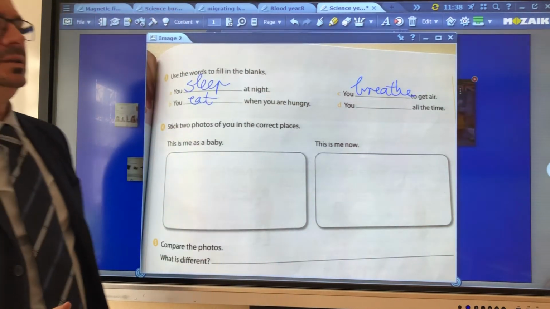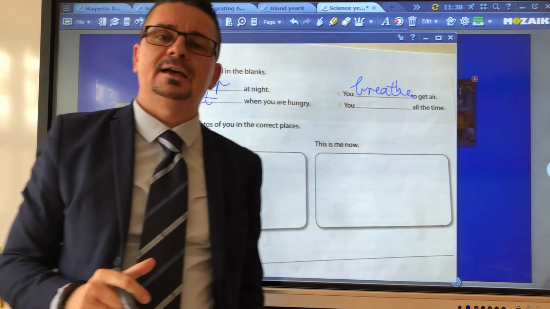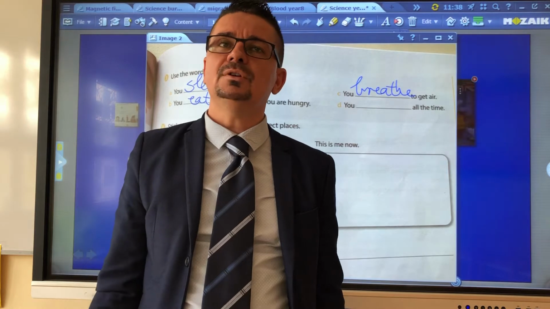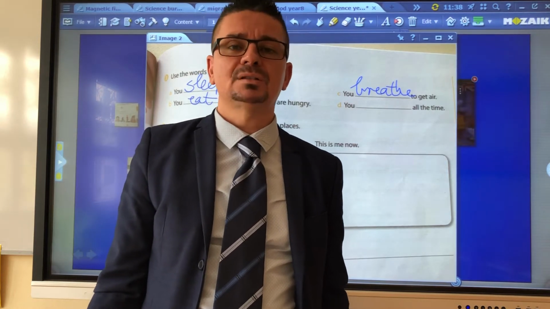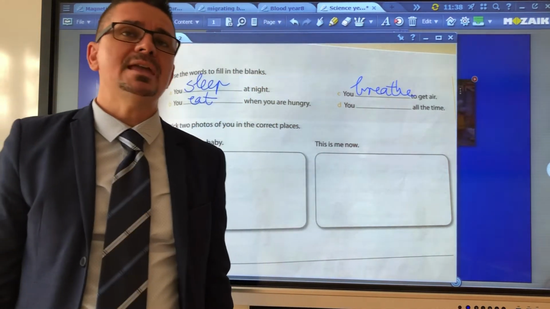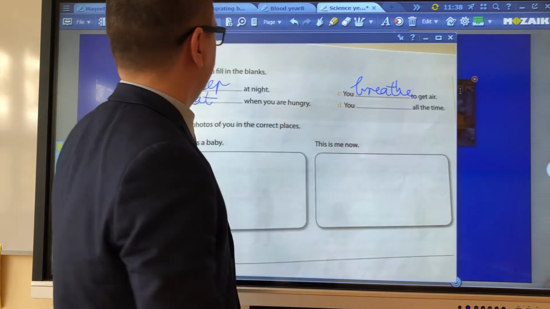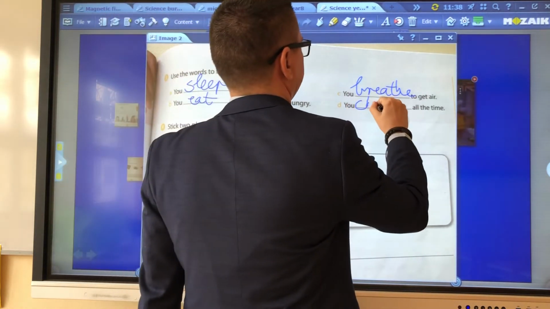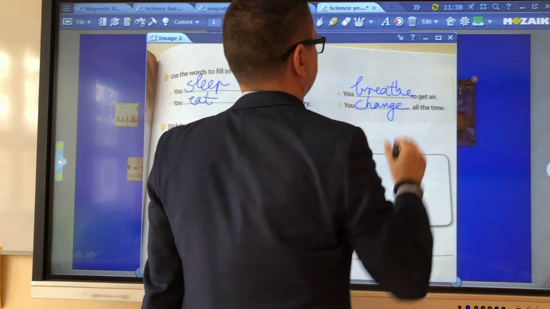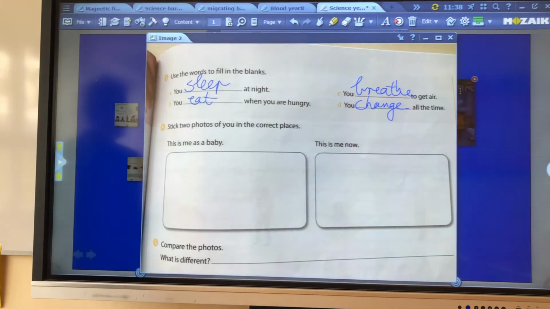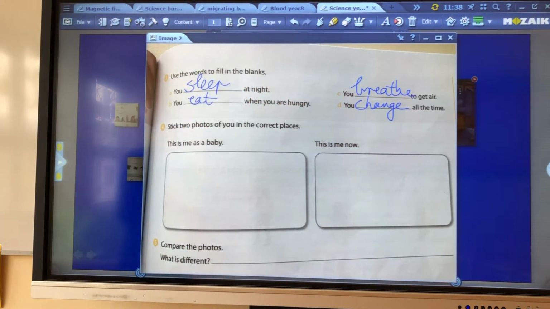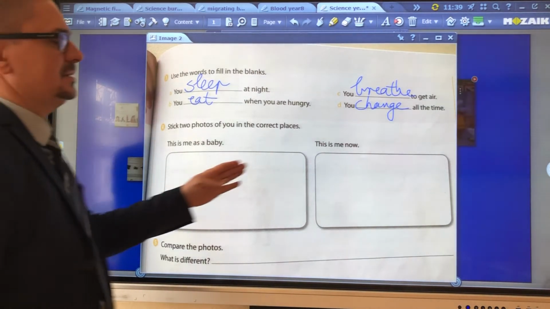And what else do we do all the time? Do we move all the time? Certain parts of our body, maybe, but we definitely change all the time, yeah? But you can just write there some other options as well. There can be plenty of good solutions. And now comes an exciting part.